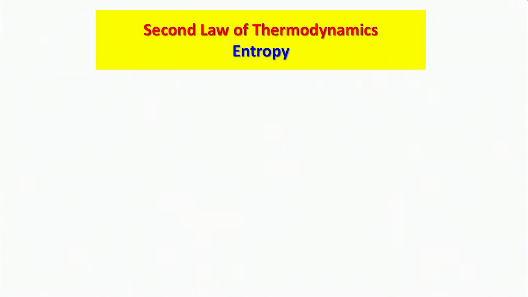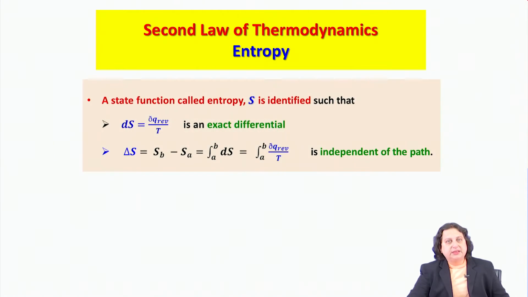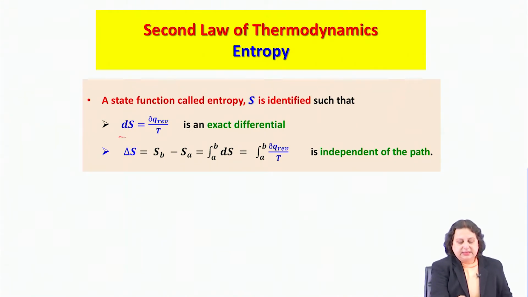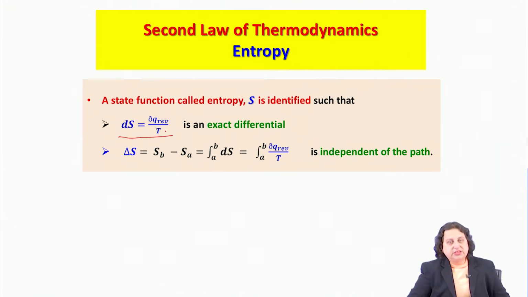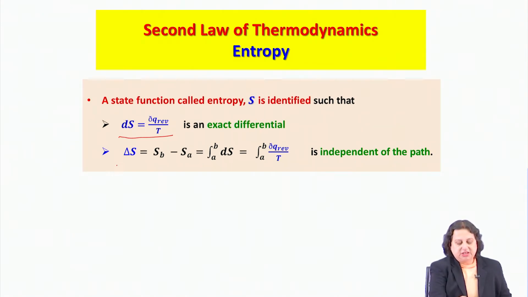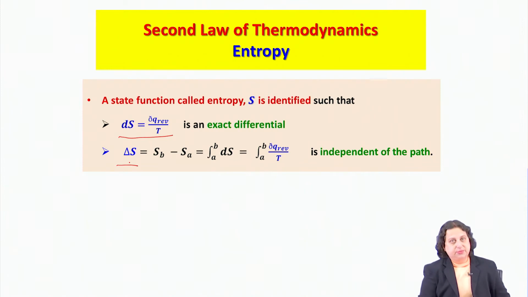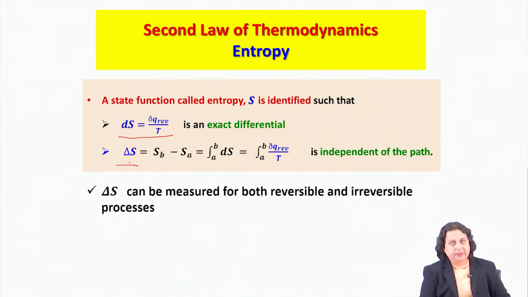Now let me remind you that the second law of thermodynamics gives us the definition of entropy as dS is equal to dq reversible by T. And therefore, if I integrate this exact differential dS, I have information regarding the change in entropy as the system goes from an initial state A to state B.